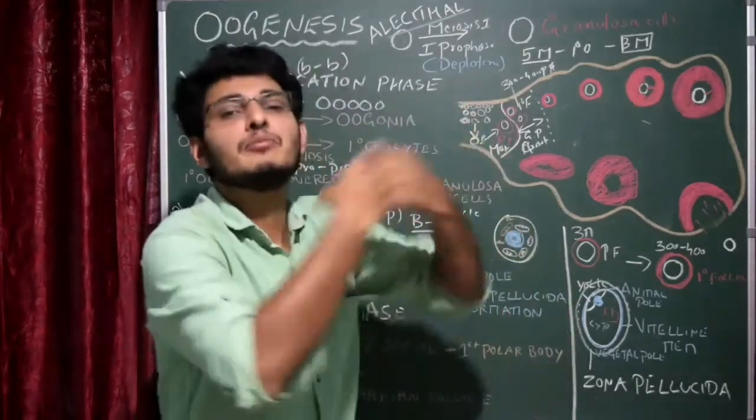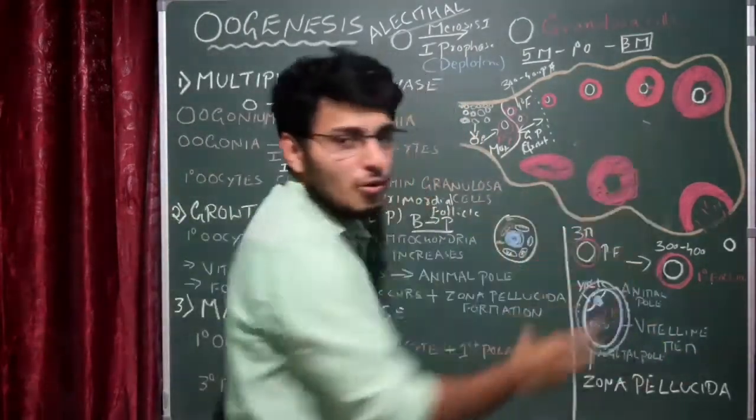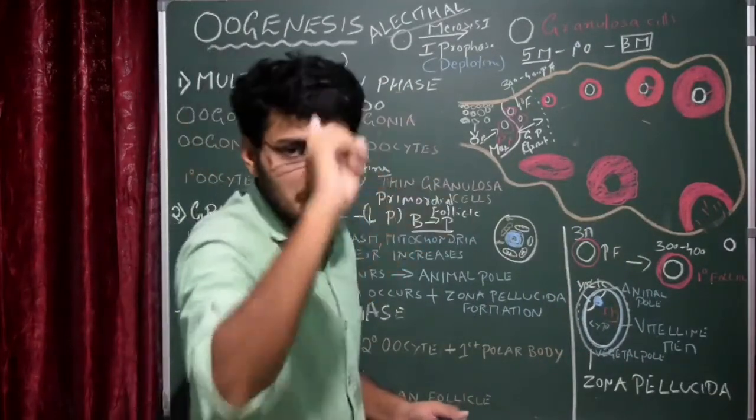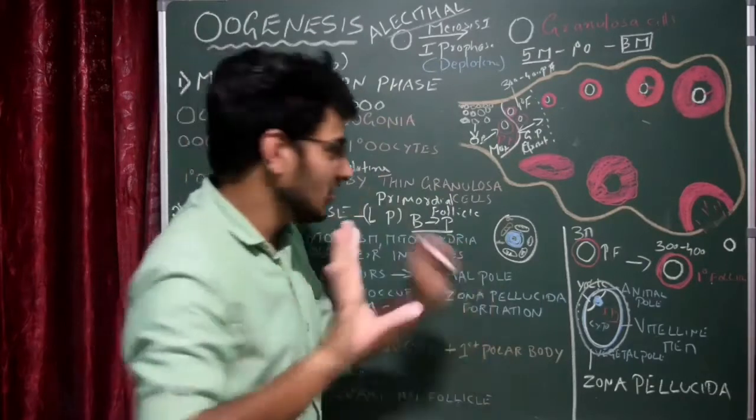Only one will be released from the ovary. One ovum will be released from the ovary in one ovulation process. That is, per month only one will be released out. This is the thing to remember.